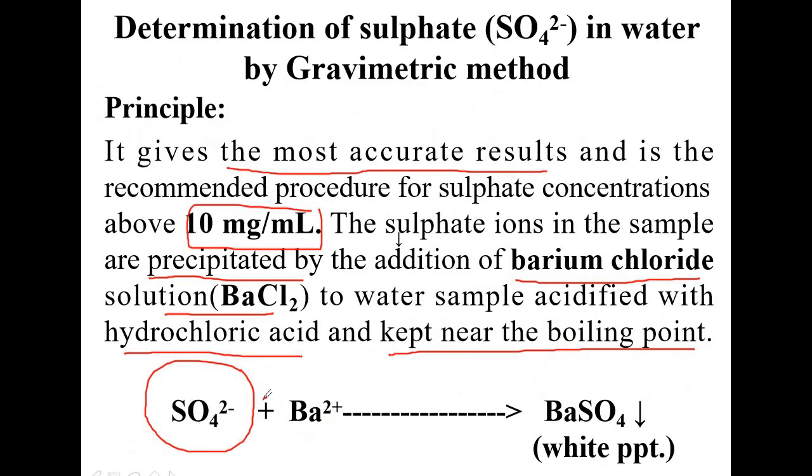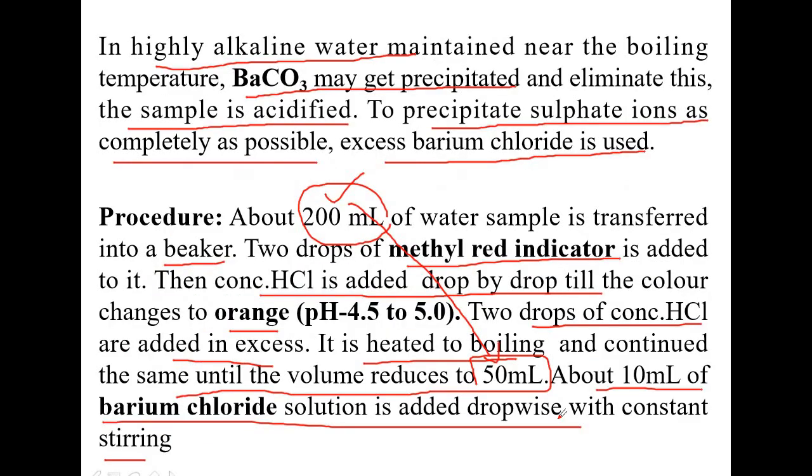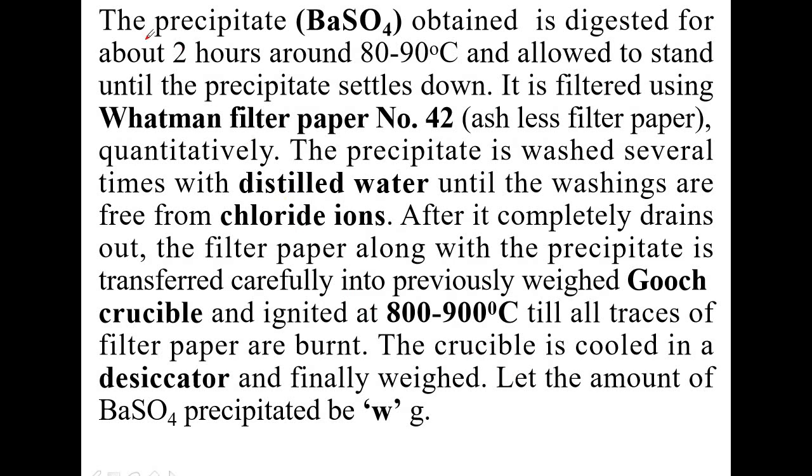These barium ions will selectively react with the sulfate ions and make all the sulfate ions precipitate as barium sulfate. Now the precipitate barium sulfate thus obtained is to be digested for about 2 hours at around 80 to 90 degrees Celsius, and then it is allowed to stand until the precipitate settles down. We have to make sure that the entire precipitate has settled down.